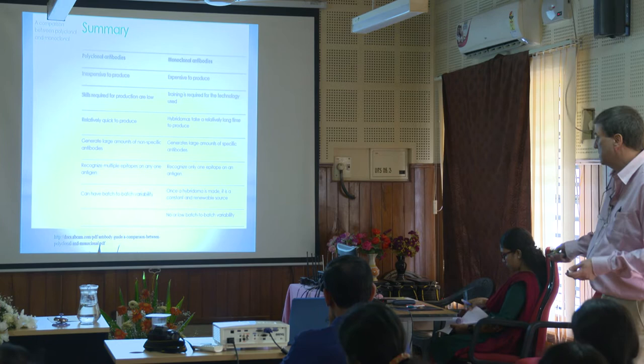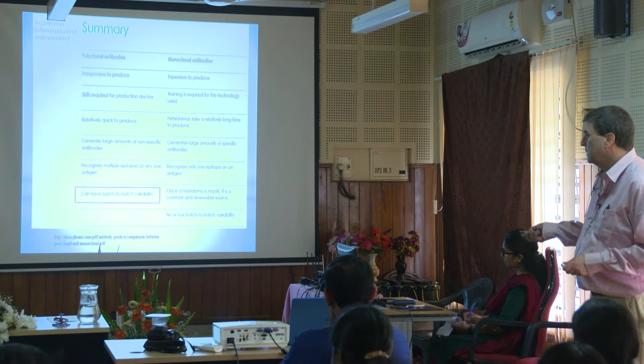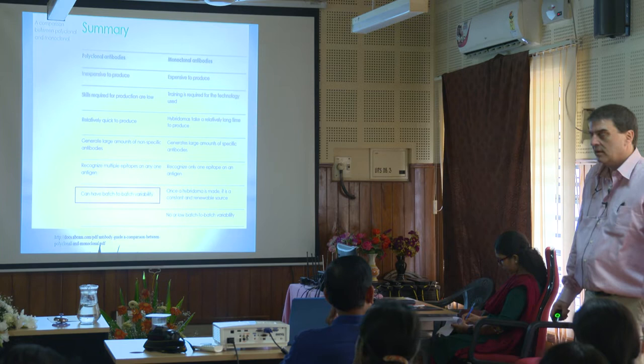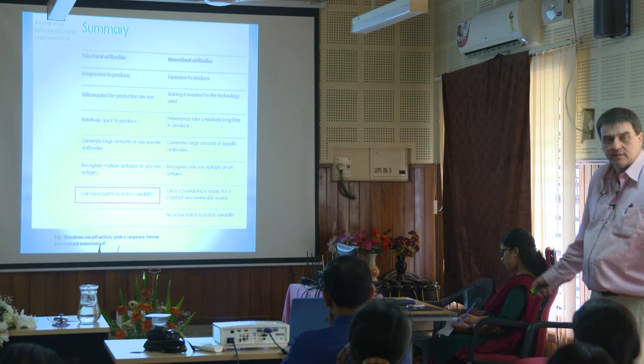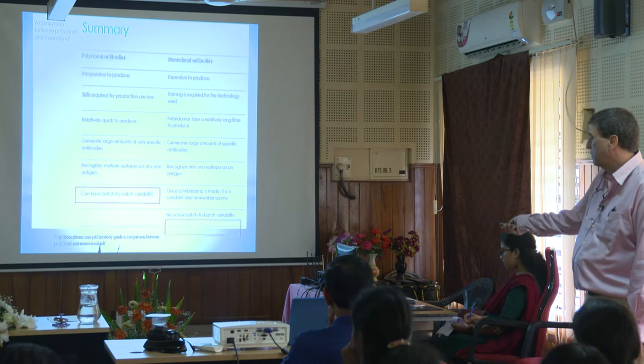Remember, you can have batch variability with polyclonals, because sometimes a lab will come to me and they've been doing something for years and it works every time, and then all of a sudden it quits, and we'll find out it's from a different lot. Maybe they injected a different rabbit and it just doesn't work anymore. Whereas with a monoclonal, you don't get the variability, so it should work again and again if it worked.